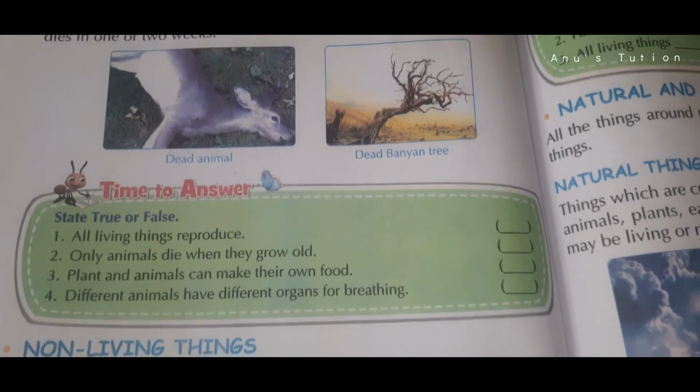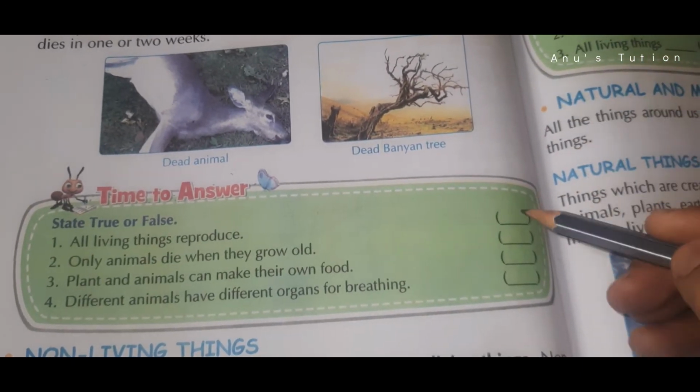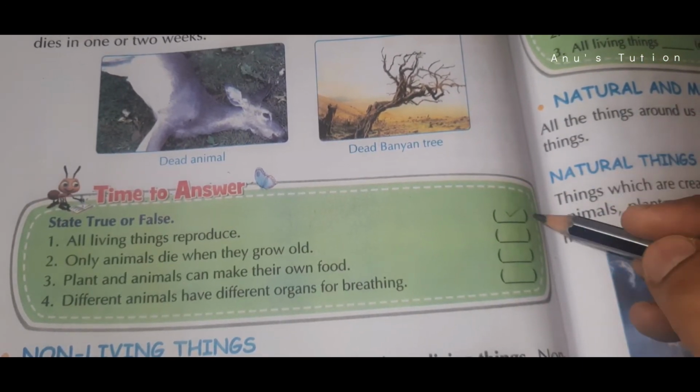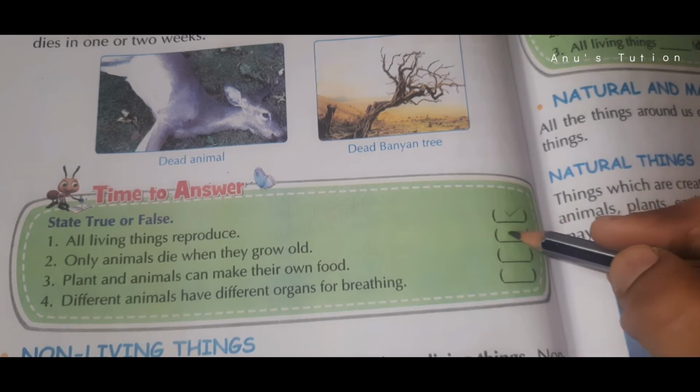Here it's true or false. We can solve it here. All living things reproduce. Only animals die when they grow old.